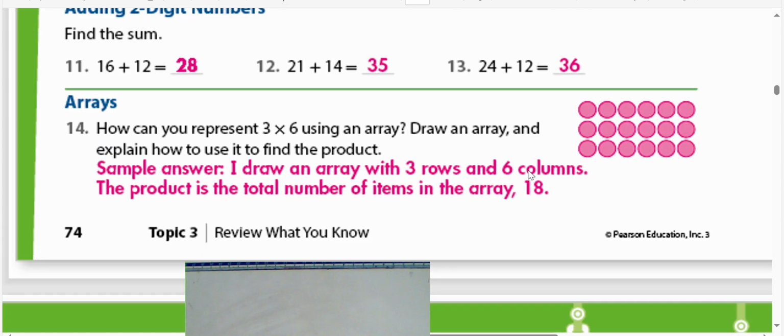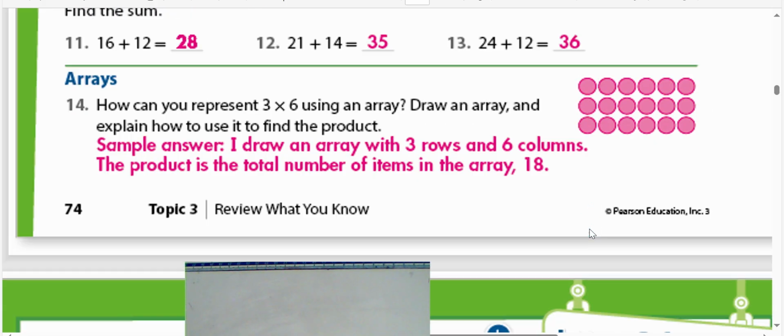Okay, in this array here we have 3 rows. Each row contains 6 elements. In the product here we can write 3 times 6 equals 18. The number of rows is 3, and each row contains 6 elements. Then 3 times 6 equals 18. We can draw an array with 3 rows and 6 columns. The product is the total number of items in the array, which will be 18.